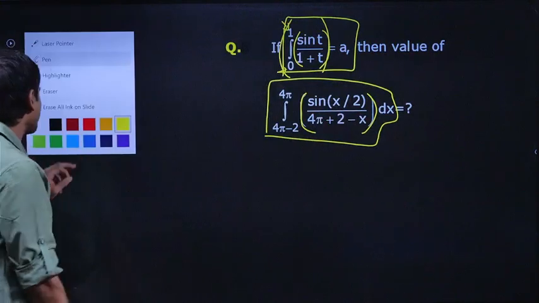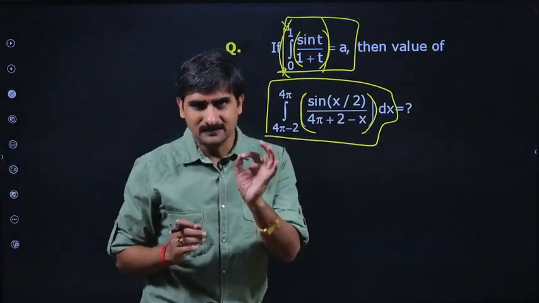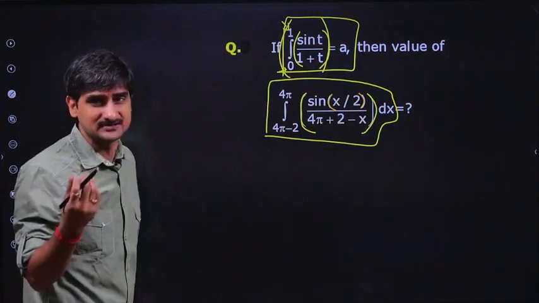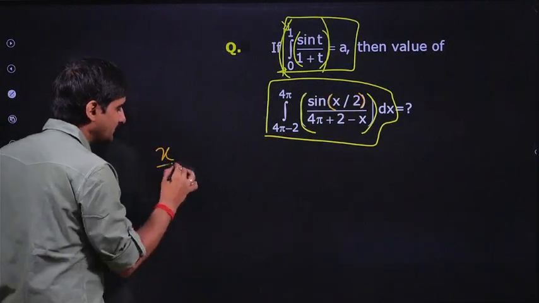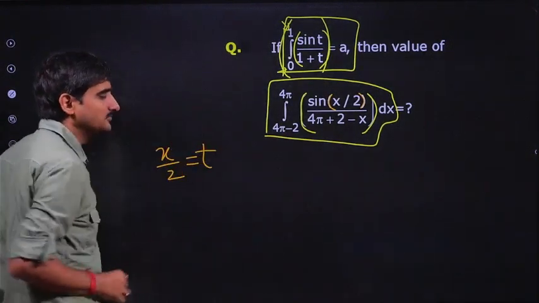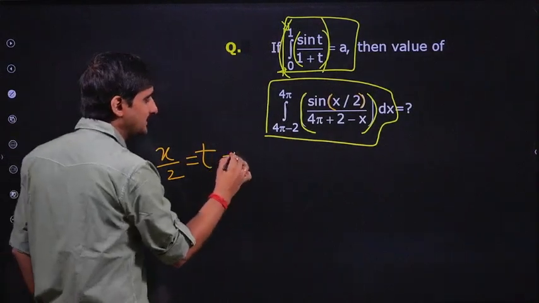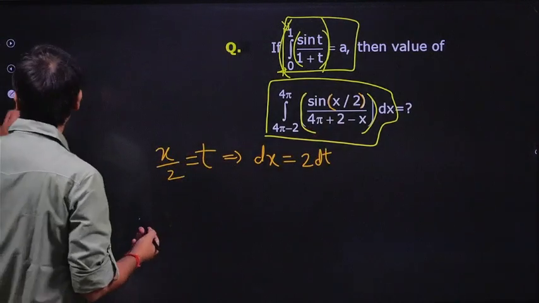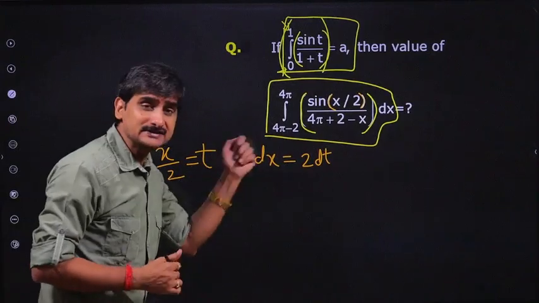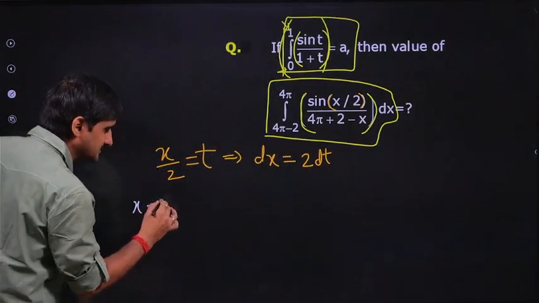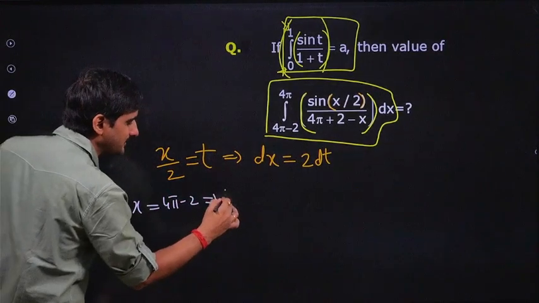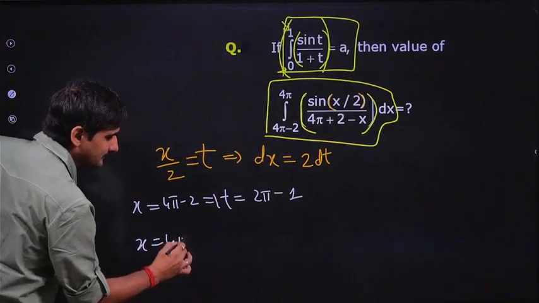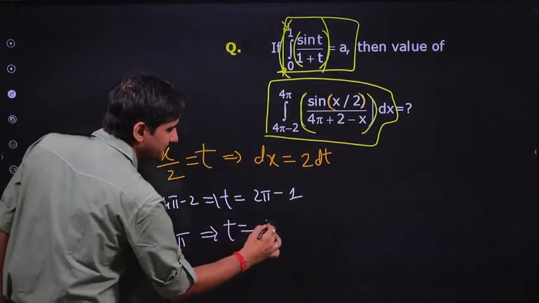Now let's start. Since we need sin t here and we have sin of x by 2, the first thought to start with is, why not replace x by 2 by t? In that case, of course, we need to replace dx also, and that will be 2 dt, and the limits too. When x is 4 pi minus 2, t will be half of that, so 2 pi minus 1. When x is 4 pi, t will be half of that, 2 pi.